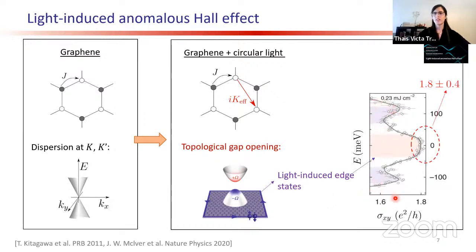Here is a plot of the conductivity as a function of energy for this material in the presence of light. This is the fluence of the light. And you see here that you have this plateau where the conductivity is very close to 2.